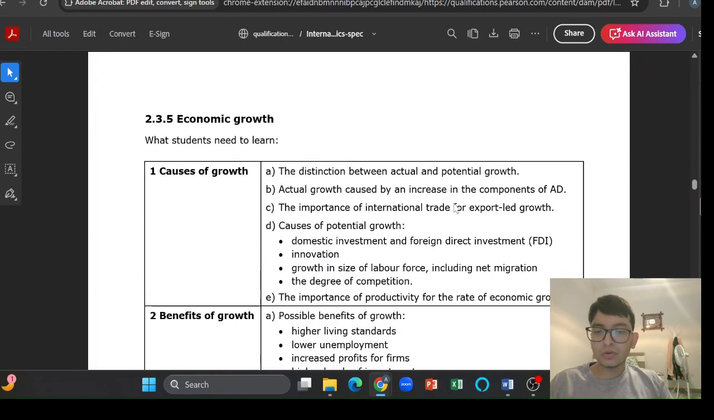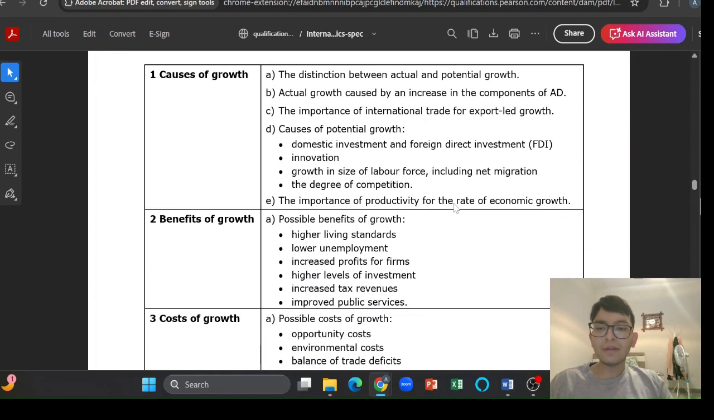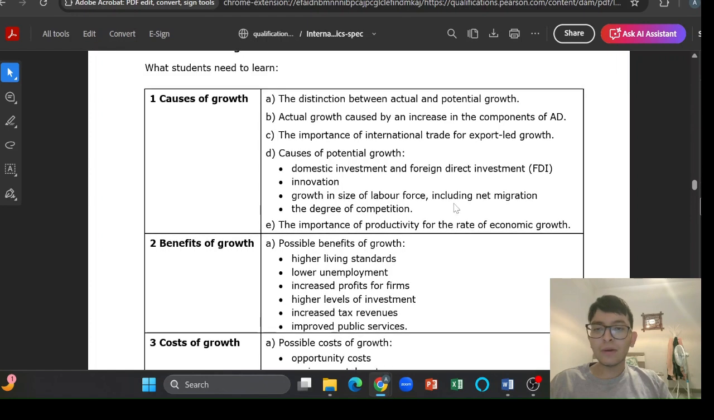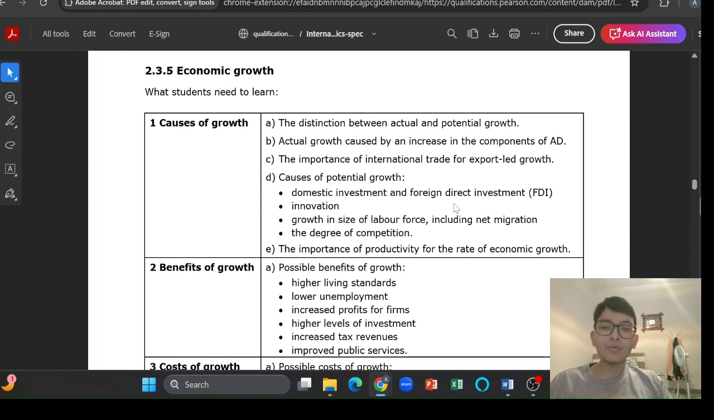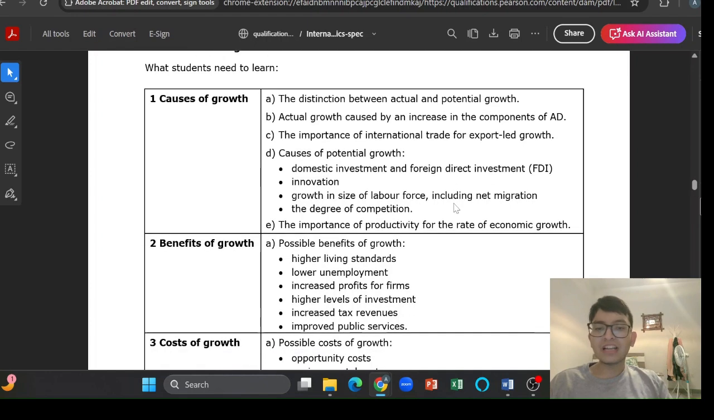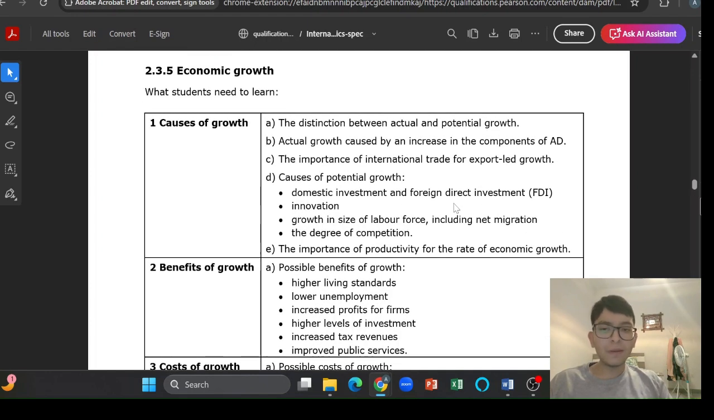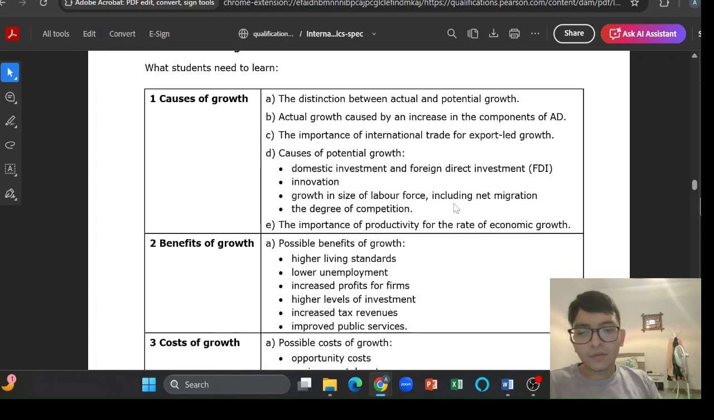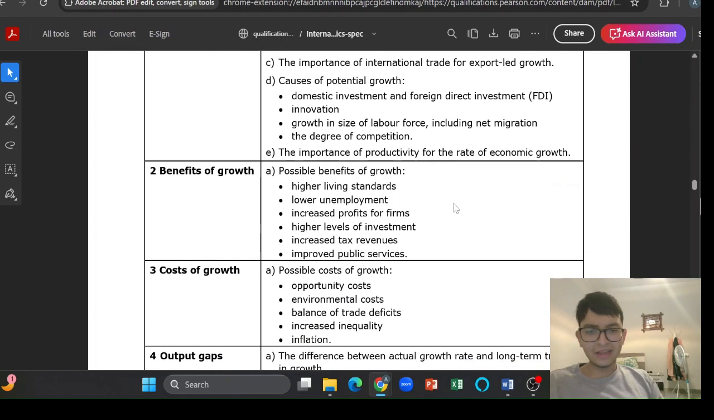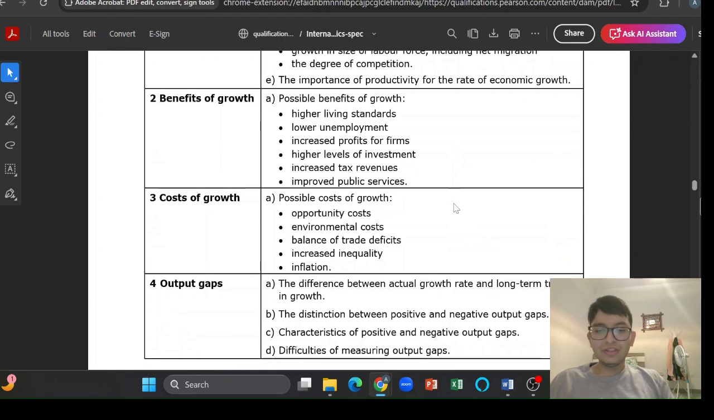Then let's go over to economic growth. I know you might have seen that economic growth was already previously covered in measures of economic performance, but this is a more detailed aspect of it. But it's again the same thing. It's very simple. This is actually not even a graphical topic. It's mostly a theoretical topic. So here there are causes of growth basically. Just there's the benefits of growth, which is really easy.